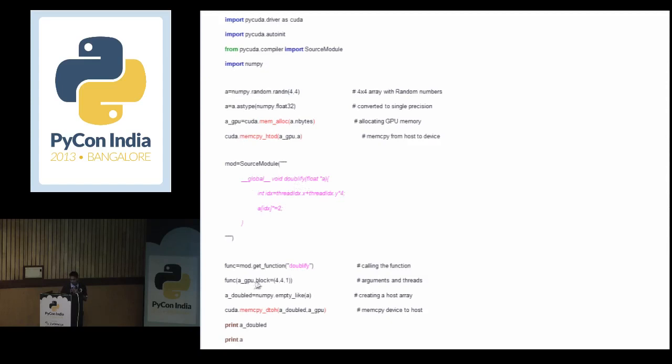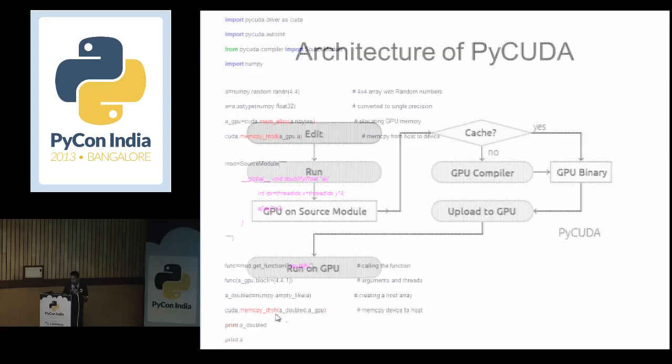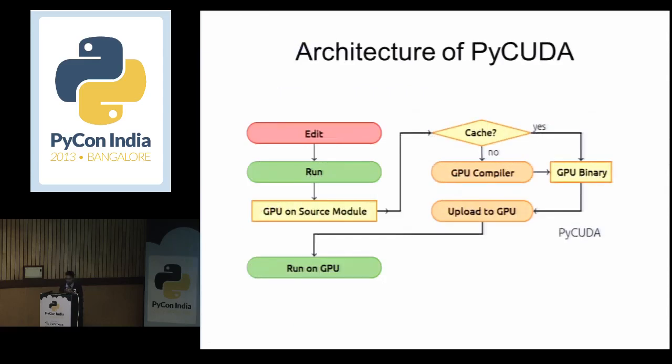And this is the function you will be calling here. You are calling this function with this argument, a underscore GPU, and this is the block 4, 4, 1. So it basically has 4 x-dimensional threads and 4 y-dimensional threads, and you are again copying the result to the host. So this is how pyCUDA works.